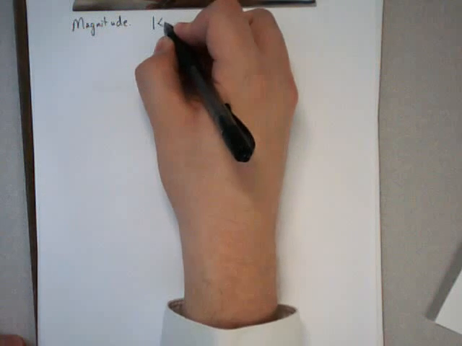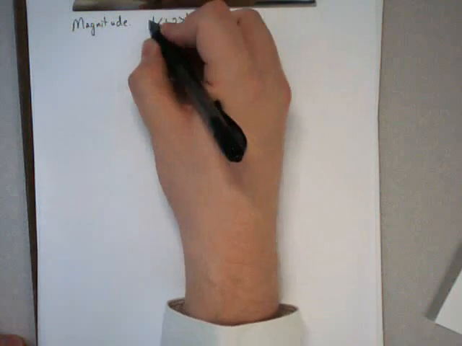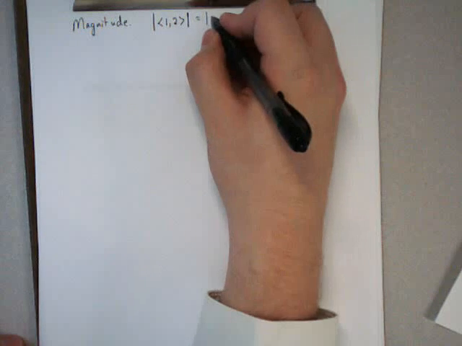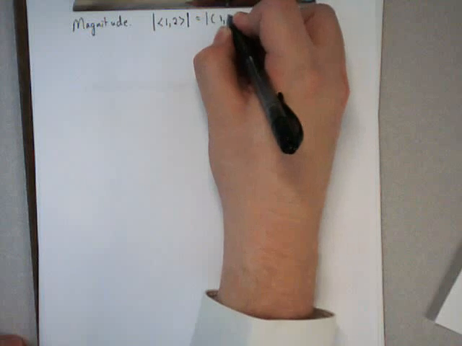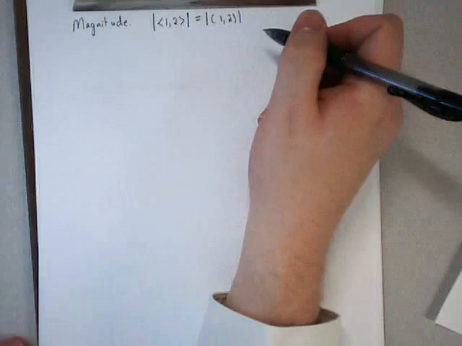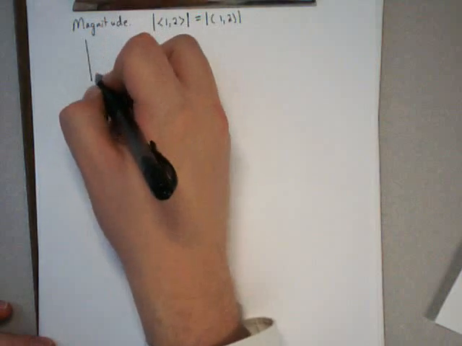If you want to find the magnitude of a vector, the symbols we use are bars around the vector. And whether you write the vector with angled brackets or parentheses does not matter, just as long as you know from the context that you're working with a vector. So how do you find the length? Well, we use the Pythagorean theorem.